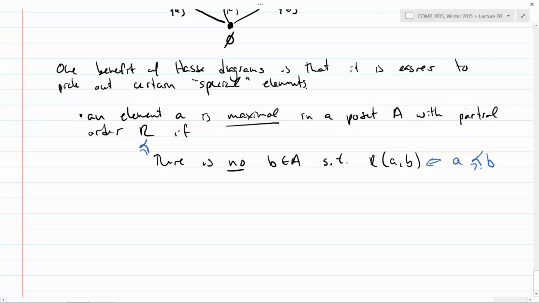So A is somehow the biggest thing. There's no B that's bigger than it is. Yeah? What's the word that is like to pick out? Easier to pick out certain special elements, yes. Yeah, no, that's my fault.